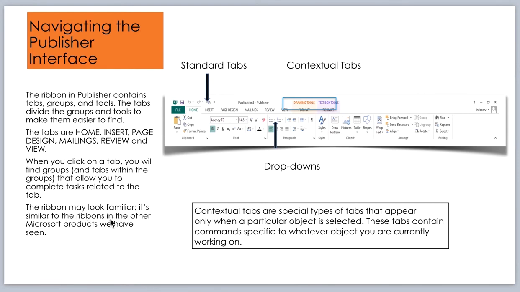One thing that is different with this ribbon and with PowerPoint that I have found is they contain contextual tabs. And these are special tabs that appear only when a particular object is selected. Generally photos, shapes, things like that. The tabs contain commands specific to whatever object you're currently working on. So you'll see here, there are two. There are drawing tools and text box tools. You won't see that in all of the ribbons.